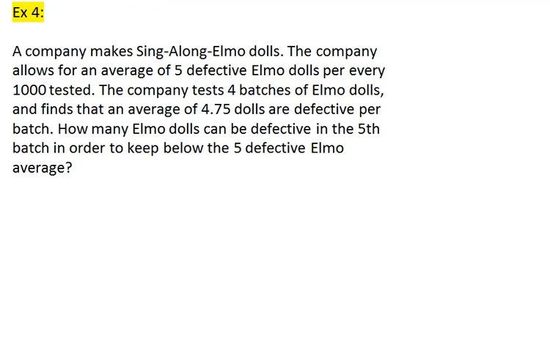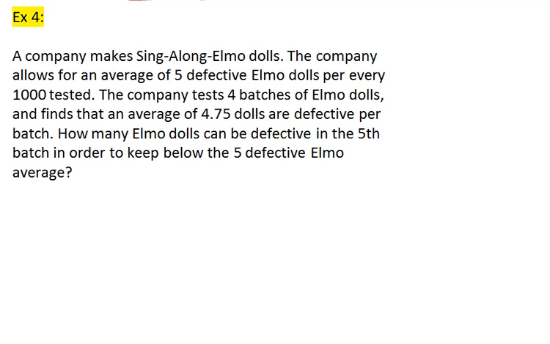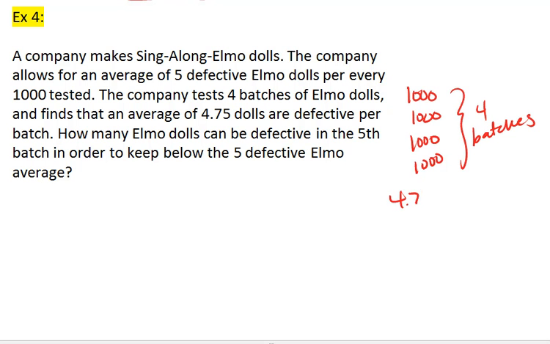Alright, now that we've gone through some of the basic problems, take a moment and try this more in-depth word problem. We have a company, and a company makes Sing-Along-Elmo dolls. The company allows for an average of 5 defective Elmo dolls per every 1,000 tested. The company tests 4 batches of Elmo dolls, so that means they test 1,000 Elmo dolls 4 times, and finds that an average of 4.75 dolls are defective per batch. So these are 4 batches. We have 4.75 dolls per batch as defective.